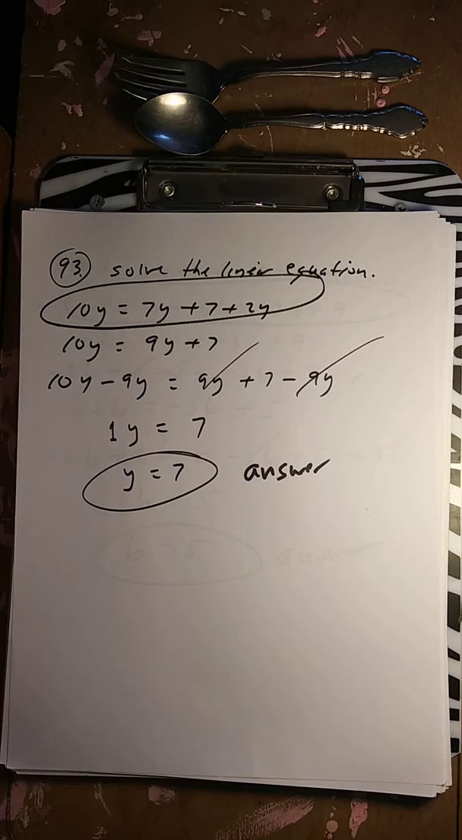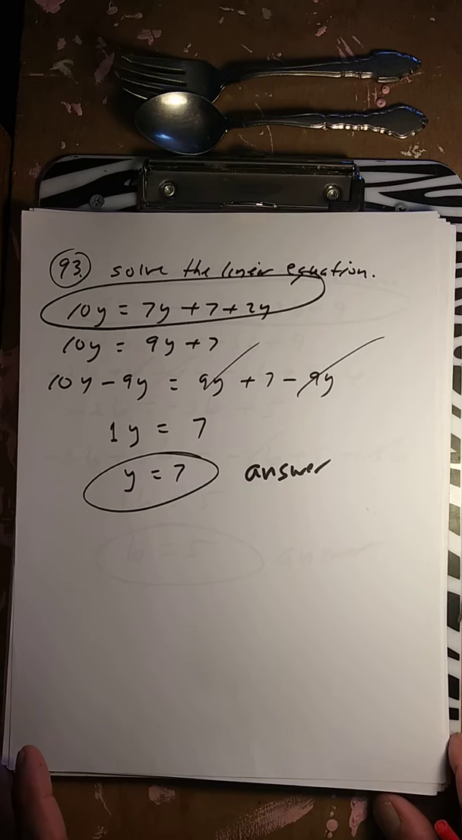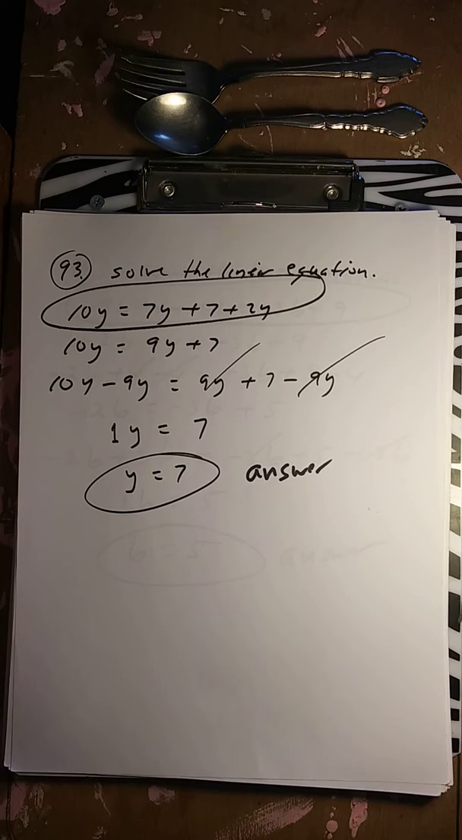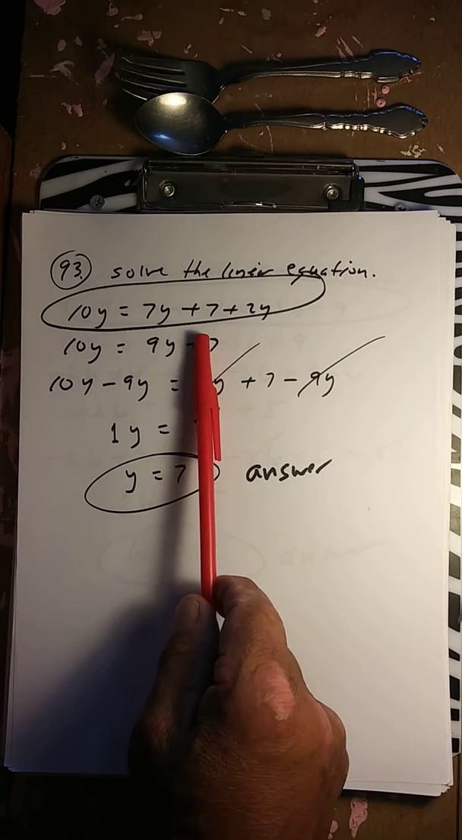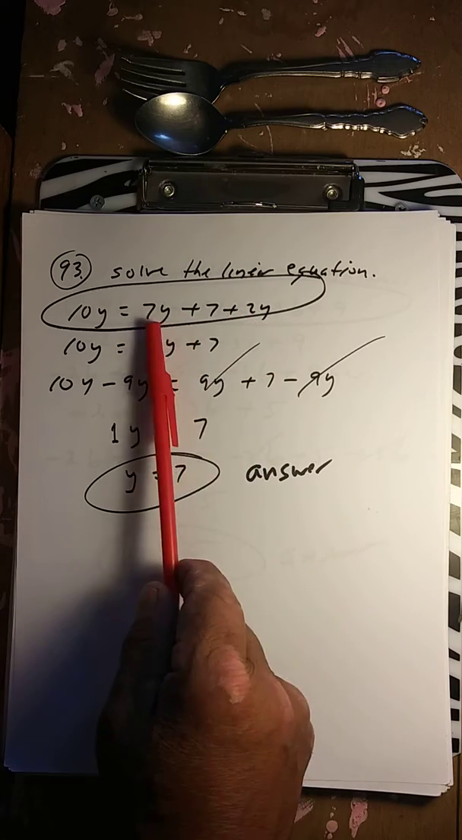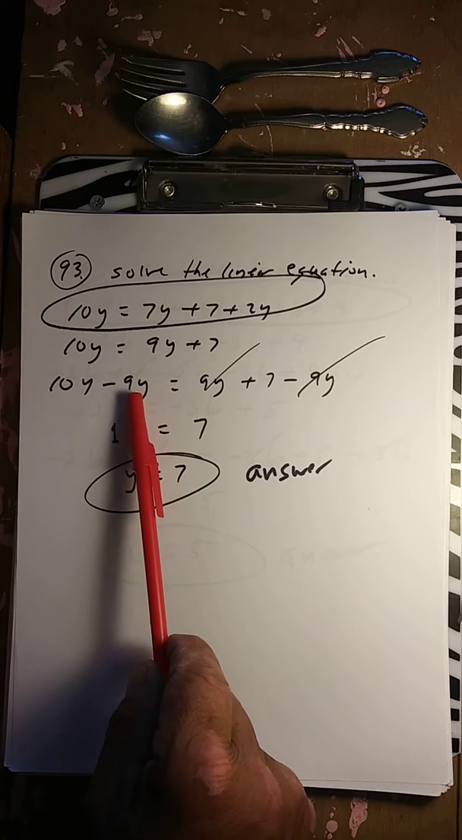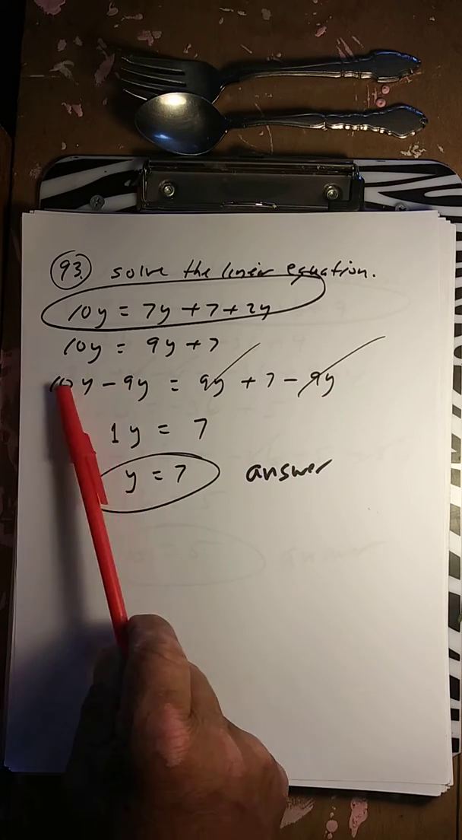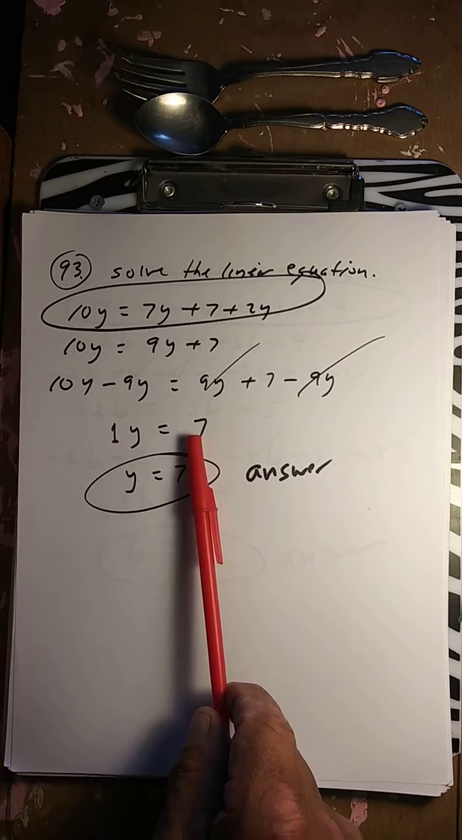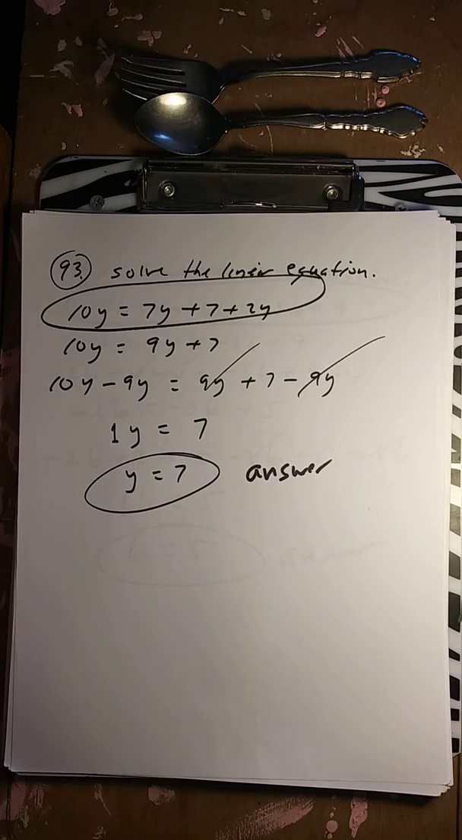Okay, next one. Solve the linear equation. 10y equals 7y plus 7 plus 2y. Put these together first. That one now is going to be 9y plus 7. Bring this down. Now go minus 9y, minus 9y. So that's going to give you 1y equals 7. And that's just y equals 7.